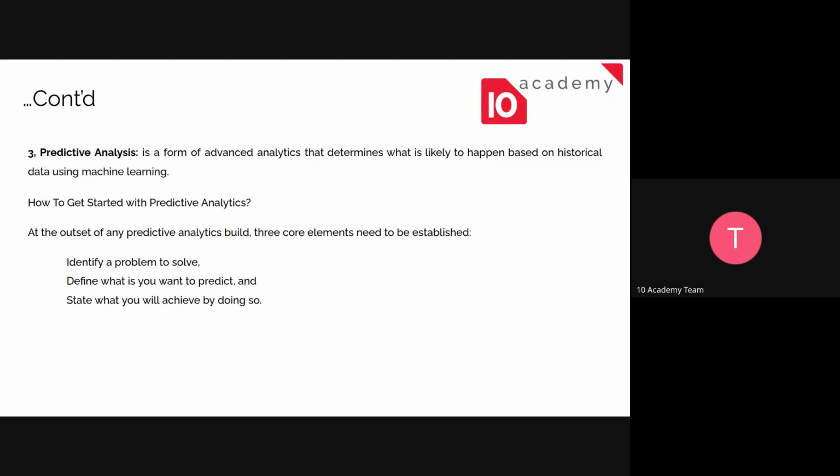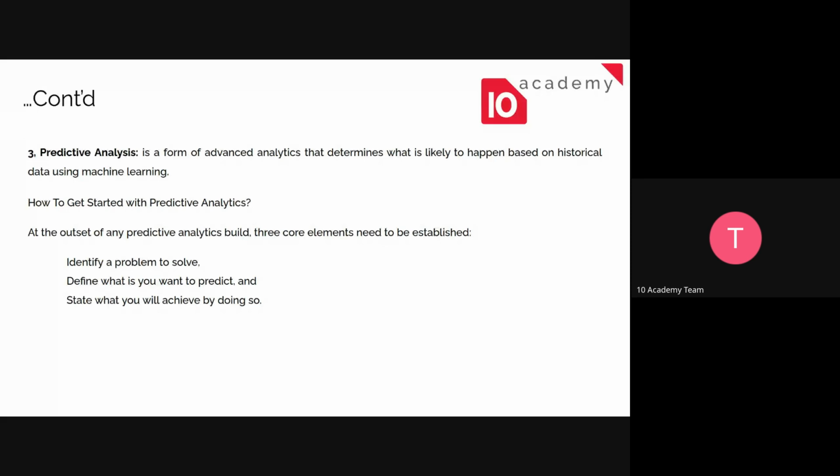And the other one will be predictions, all right, predictive analysis, which is advanced analytics that determines what is likely to happen based on the historical data, using machine learning applications and maybe time series analysis tools. So we have identified the problem or some type of trends, and we have seen why that specific thing is happening, right? So we can say that this specific scenario will lead to this result.